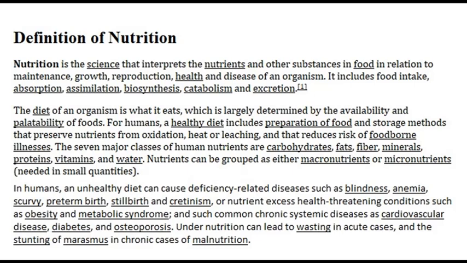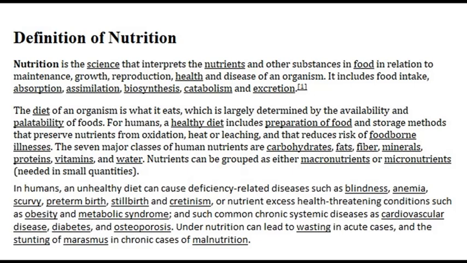The diet of an organism is what it eats, which is largely determined by the availability and palatability of the food. For humans, a healthy diet includes preparation of food and storage methods that preserve nutrients from oxidation, heat, or leaching, and that reduce risk of foodborne illness.